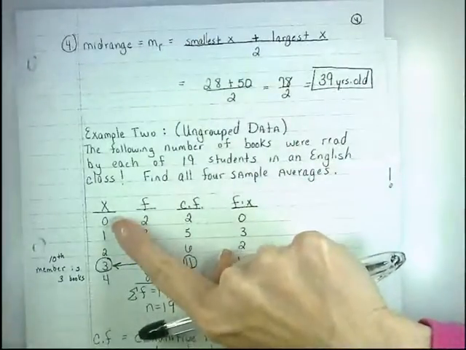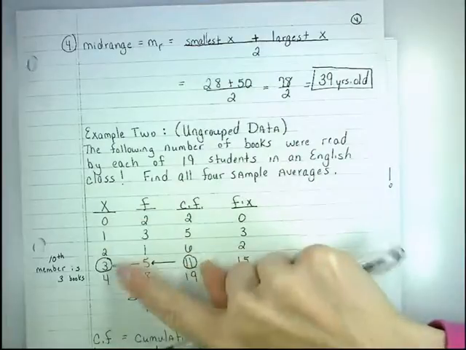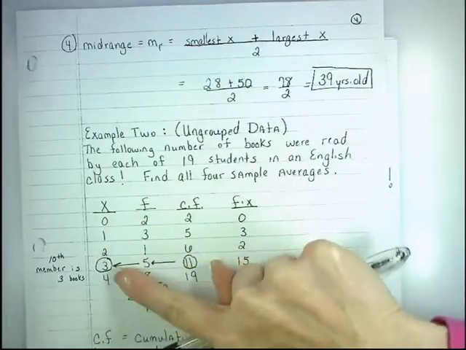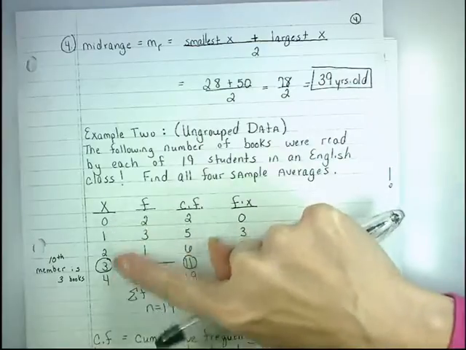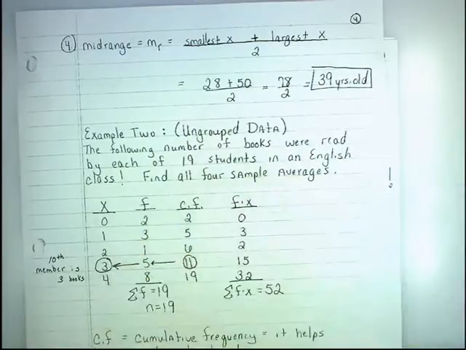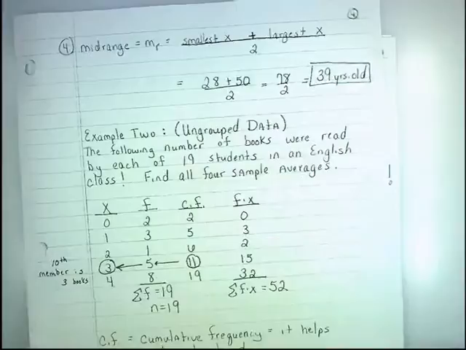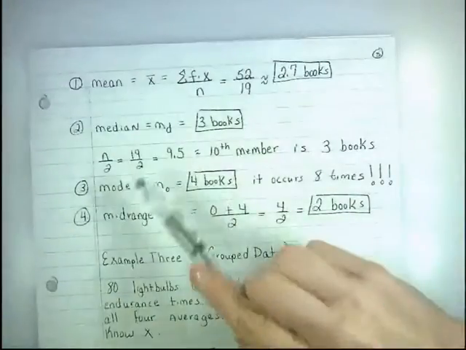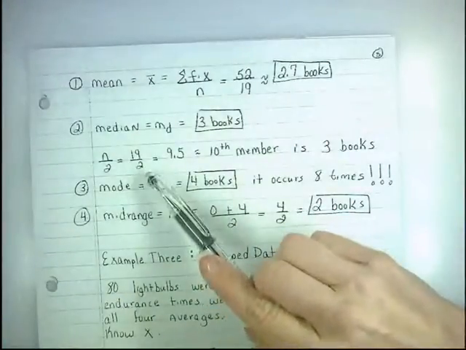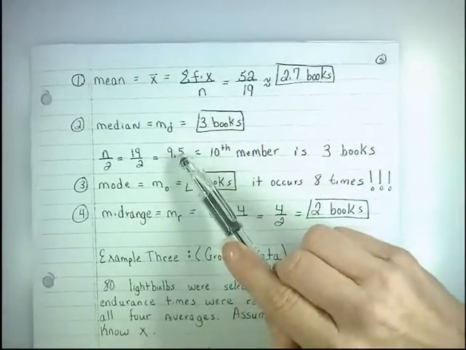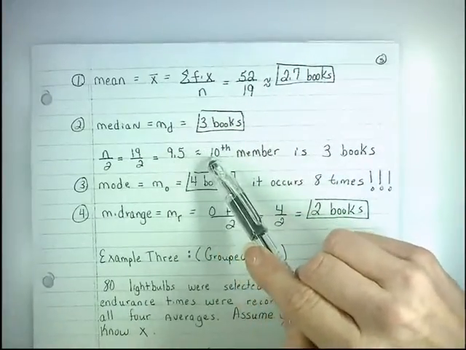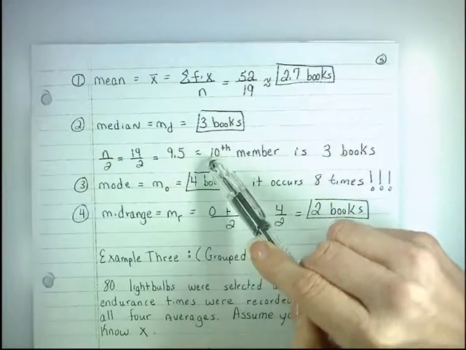The smallest number of textbooks read is 0 and the largest number is 4. And if you list all of these out for the 19 students, 0, 1, 2, 3, 4, they will be in increasing order. However, you still need the locator formula. 19 halves is 9.5. Since it's not a whole number, the textbook says to go and round up, so we need to locate the 10th member.